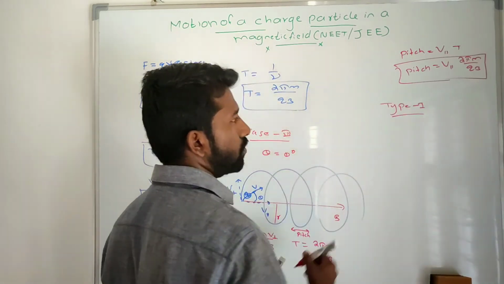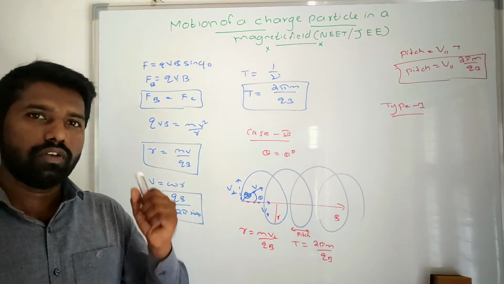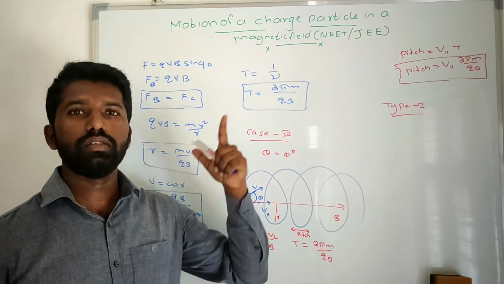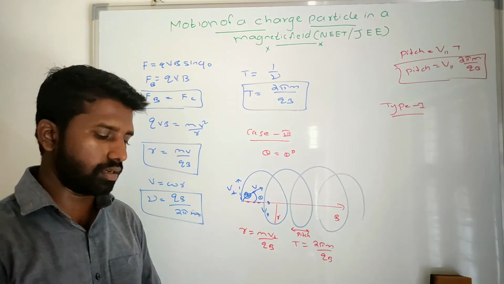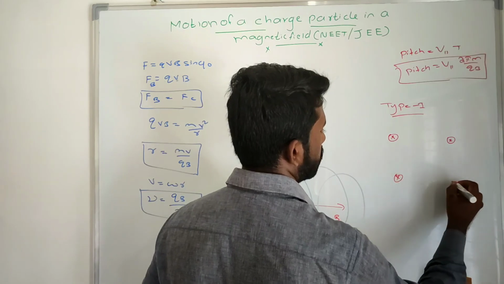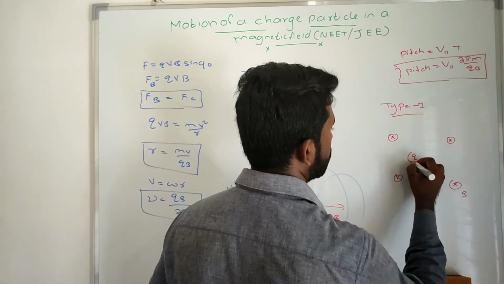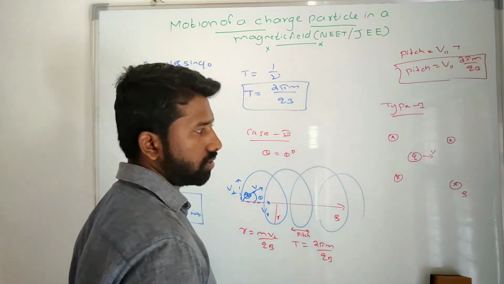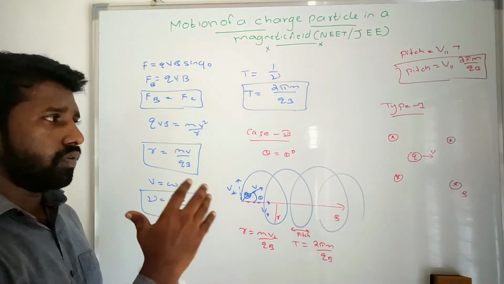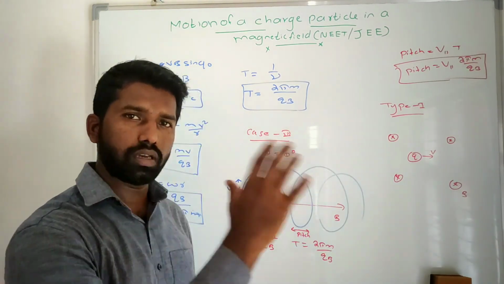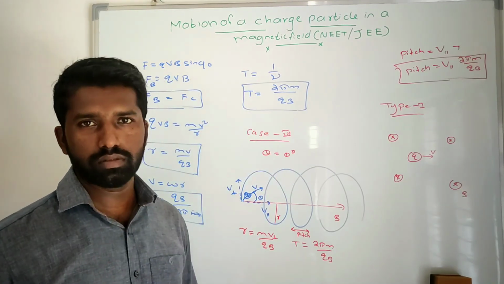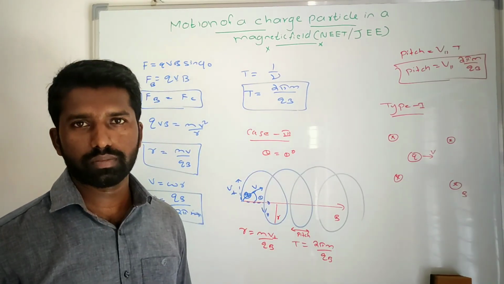In type 1, if a charged particle moves in a magnetic field, what is the change in the velocity of the charged particle? That means you see this, the magnetic field B is acting like this, and the charged particle moves like this. What is the change in the magnitude of velocity? It may increase, decrease, or remain unchanged. What is the answer for this question?